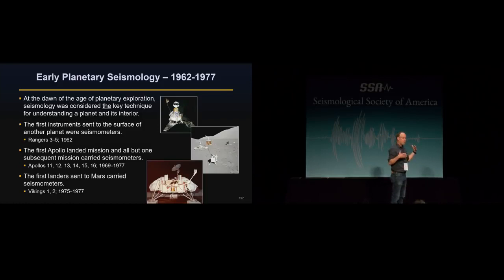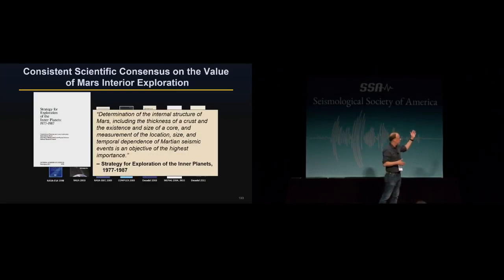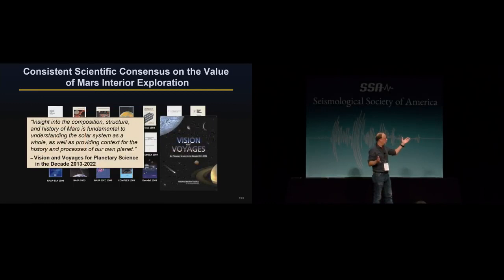At the dawn of planetary exploration, seismology was king. Basically, everything that we threw at another planet had a seismometer on it. And this went on for about 15 years, up through 1977 and Viking. And there was a lot of support for seismology going forward. These are a bunch of National Academy and NASA studies over the years, all the way up to the present, which all said seismology on Mars is something we need to do.